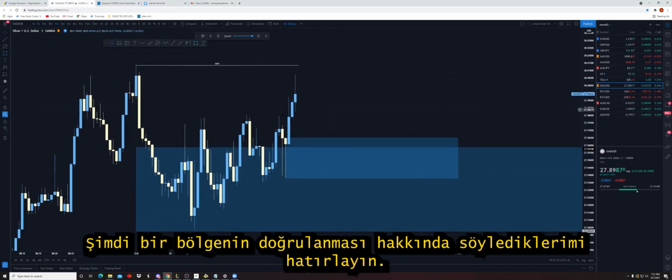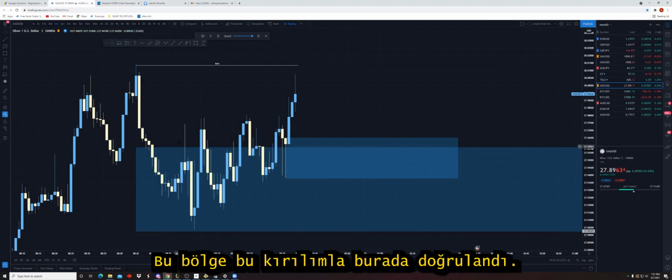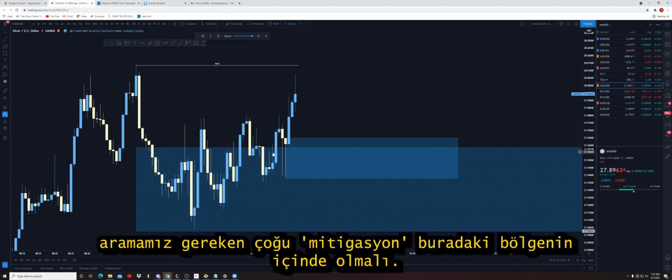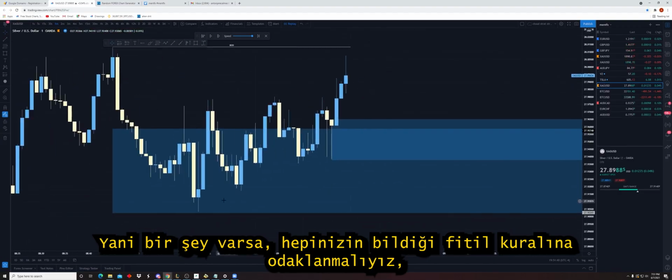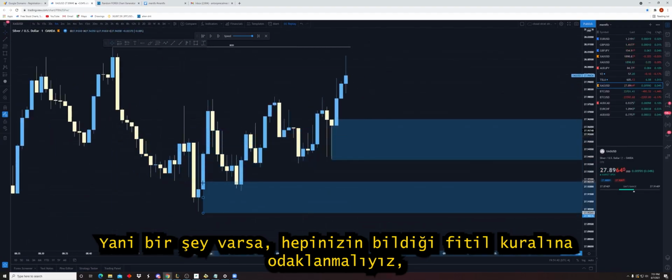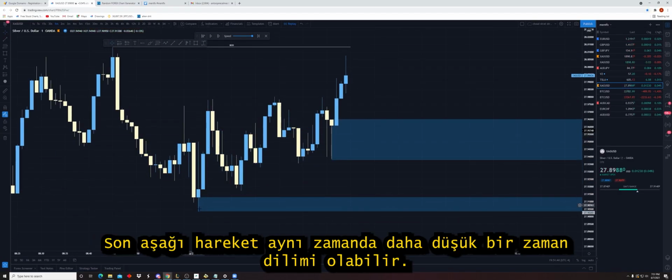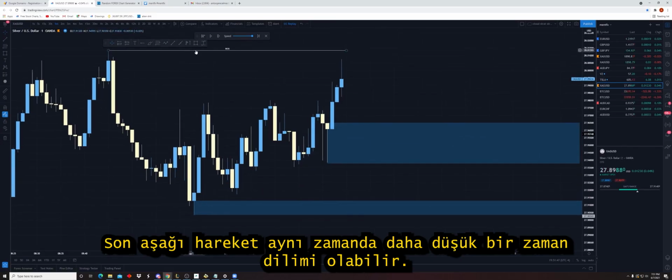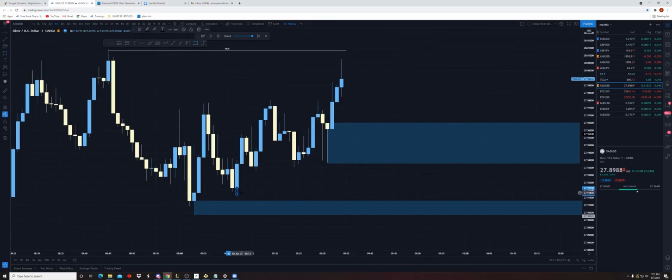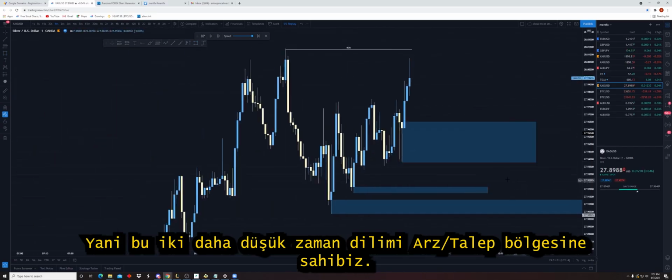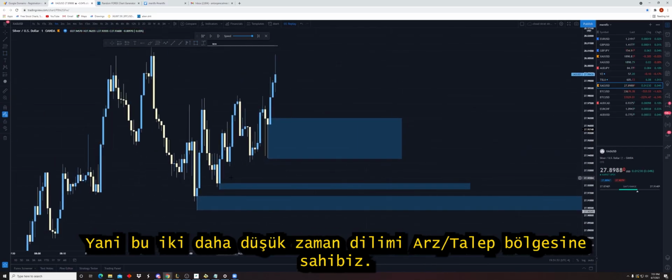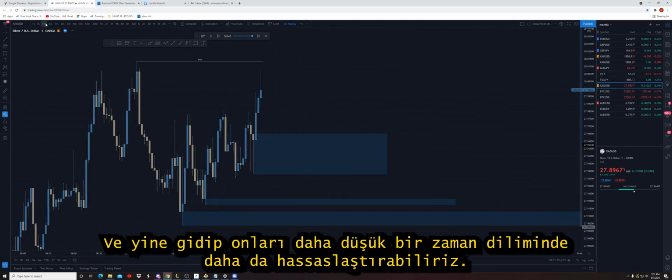Now, remember what I said about the confirmation of a zone, right? This zone became confirmed with this break here. So honestly, the most mitigations we should look for should be inside of the zone here. So if anything, we should be focused on, as you all know about the wick rule, right? The last down move can also be a lower time frame. There we go. So we have these two lower time frame S&D zones. And again, we can go and refine them even further on a lower time frame.